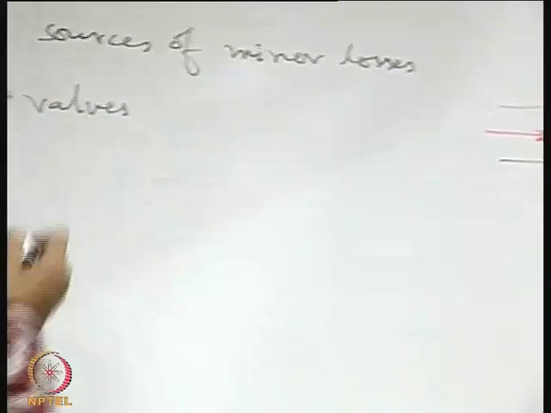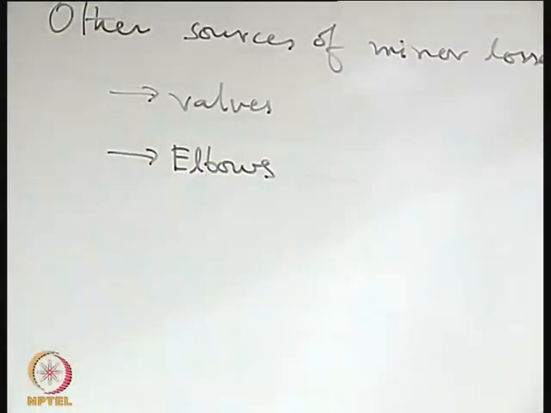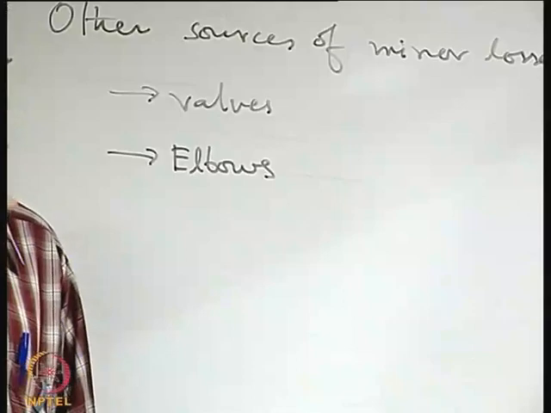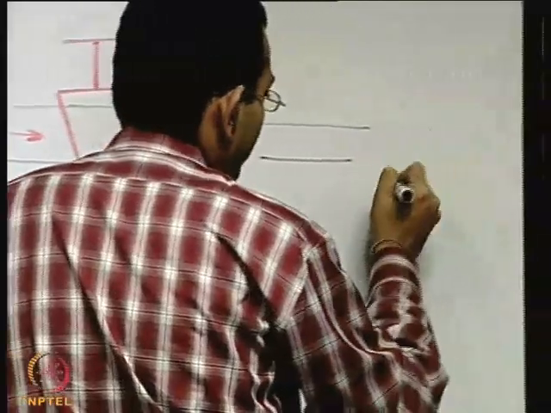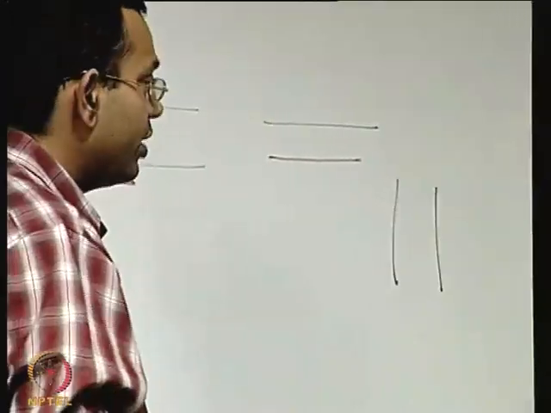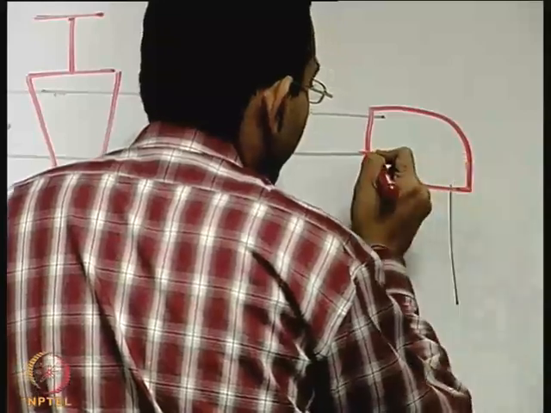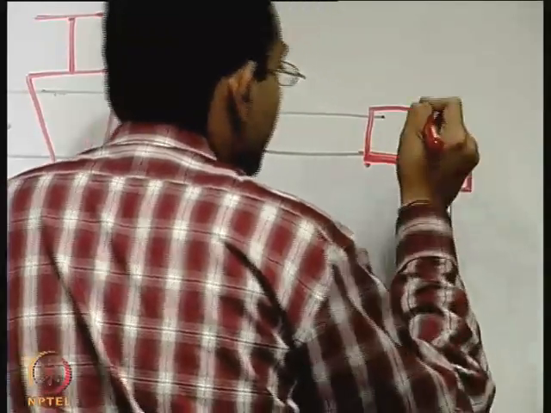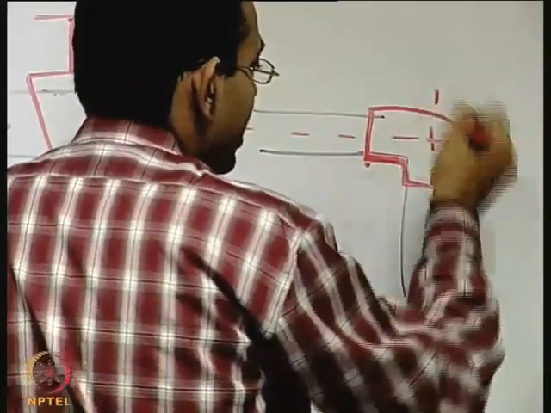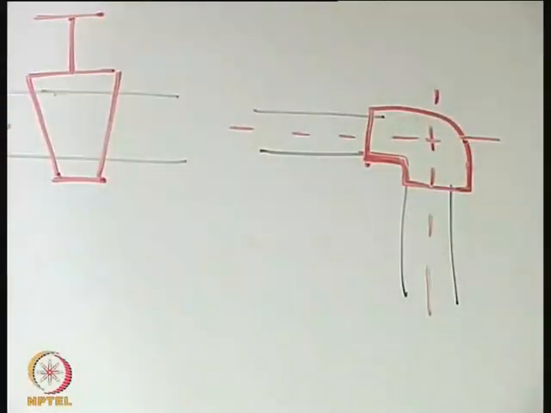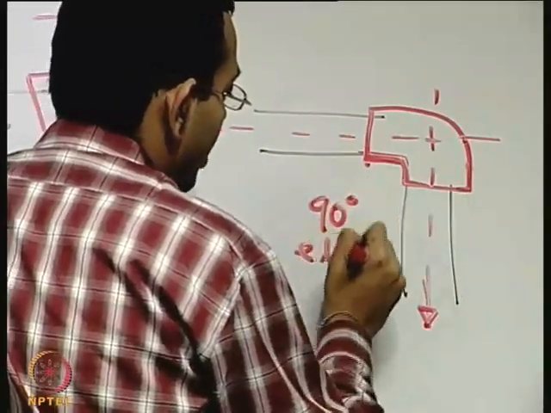Then you may have elbows. So, what are the elbows? These are fittings which accommodate a change in direction of the pipeline. So, you have a pipeline like this and you want the flow direction to change like this. What do you do? You fit a piece which may be somewhat like this. This type of piece is known as a 90 degree elbow. The name 90 degree is quite clear: the change in angle experienced by the flow is 90 degrees. So, in this way you may have elbows of various degrees.